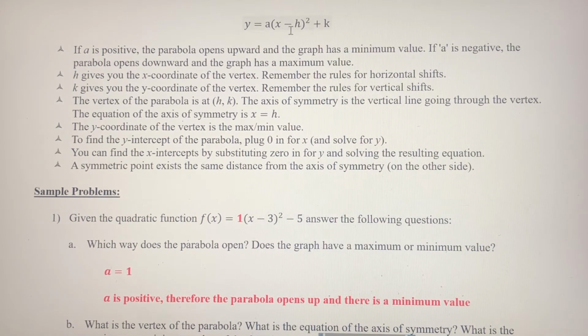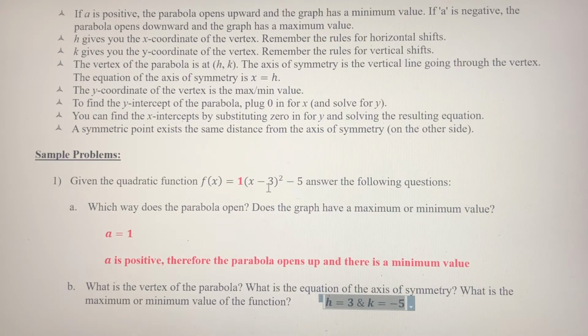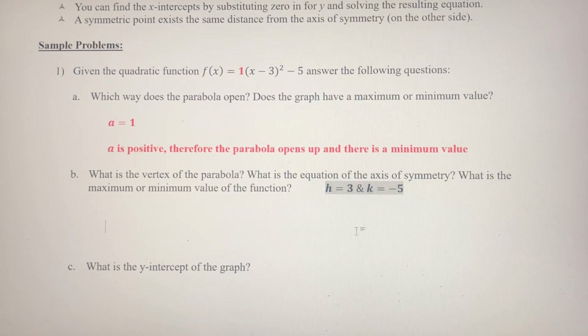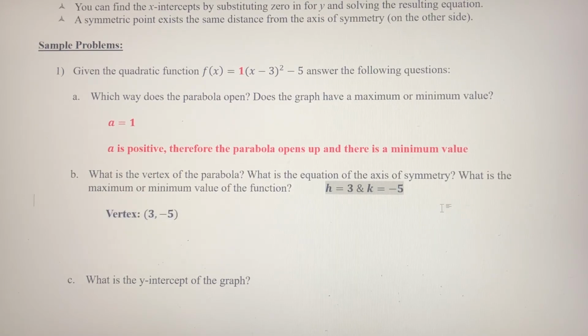So it's the opposite of what you see here and the same as what you see with k. So that's why h is positive 3, and k is negative 5. Once I have those values, then I have my vertex. It's going to be the x-coordinate 3 and the y-coordinate negative 5.